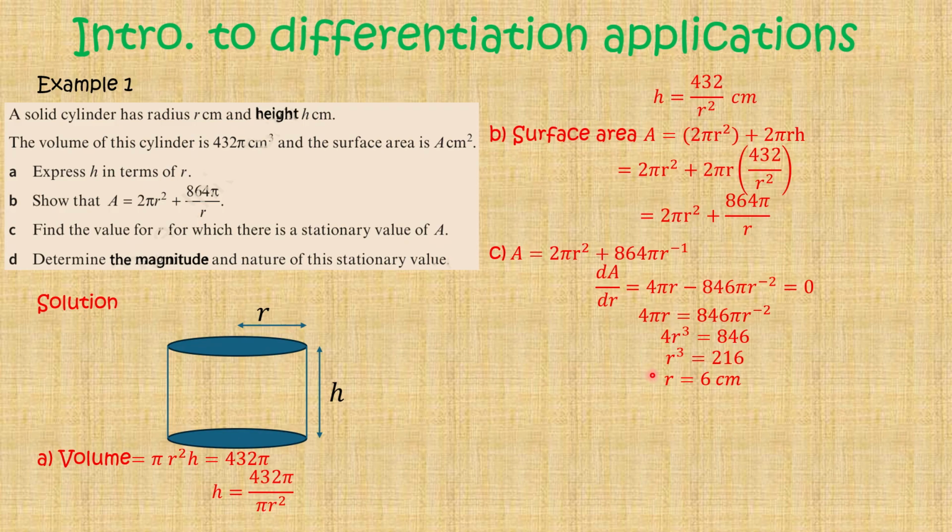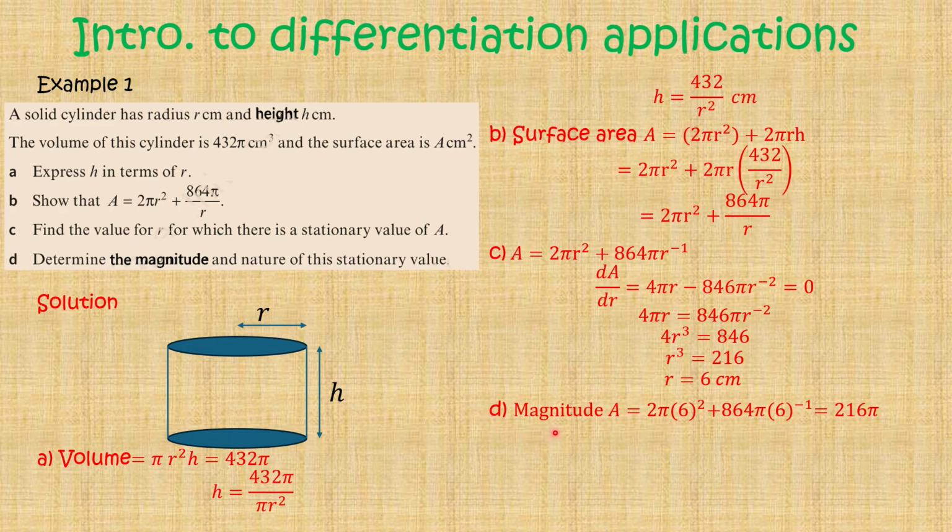Now let's look at part D. Determine the magnitude and the nature of this stationary point. So for the magnitude of A, we have where this happens, where there is a stationary point, and there is only one stationary point because we got one value of r. We substitute into the formula of the surface area A, where we have r, we substitute with 6. In that case, we are going to get 216 pi. So that will be the magnitude of the stationary point.